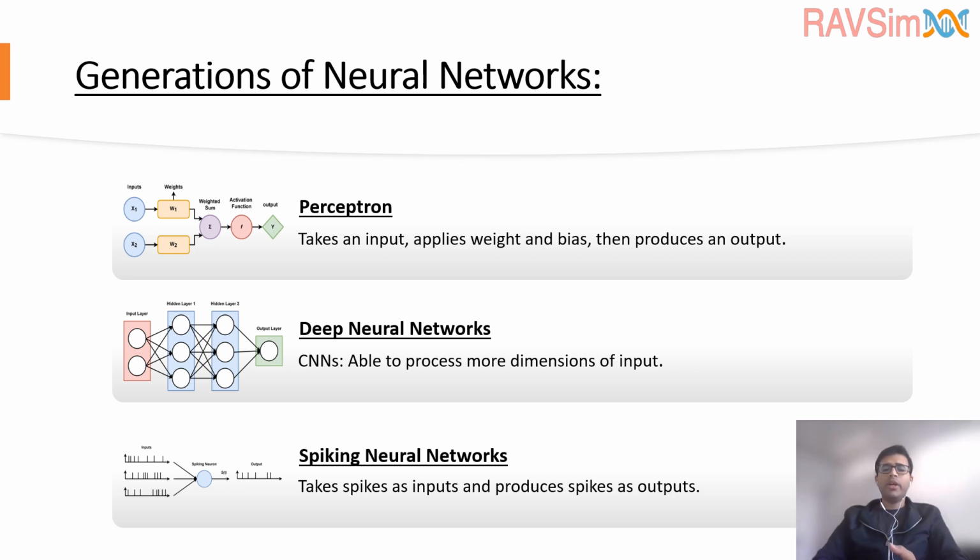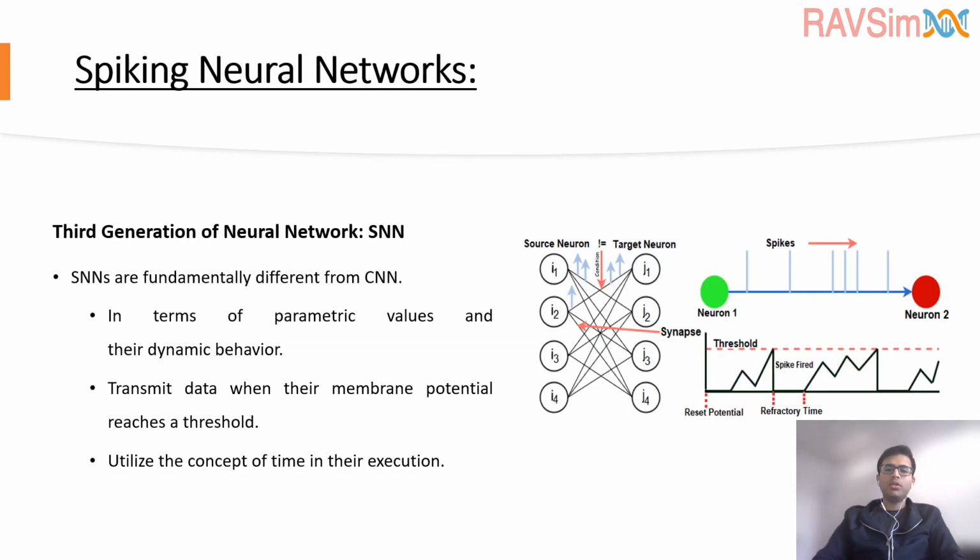Then in the mid 1960s, researchers introduced deep neural networks based on convolutional neural networks, which are able to process more dimensions of input. Then researchers introduced the spiking neural network, and research communities are still trying to improve spiking neural networks, where we take spikes as an input and produce spikes as an output.